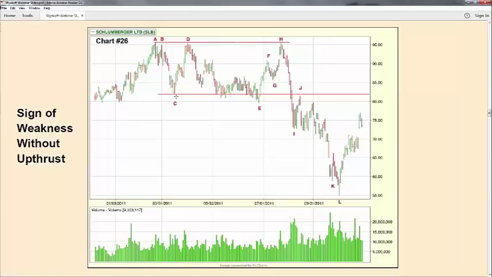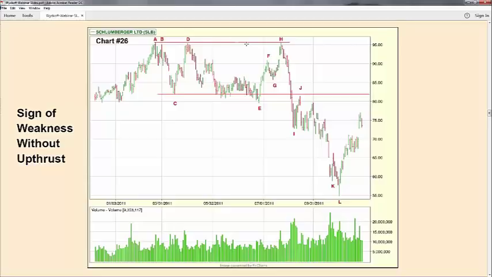Schlumberger shows us a sign of weakness without an upthrust. This is reflected in the fact that Schlumberger was unable to move through the resistance, that line that was drawn from the buying climax at point A. At point A, Schlumberger completed its rally and entered into a trading range. Then, without the benefit of the upthrust, it experienced a 40-point decline.